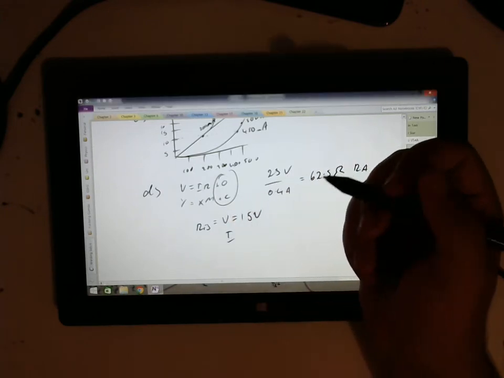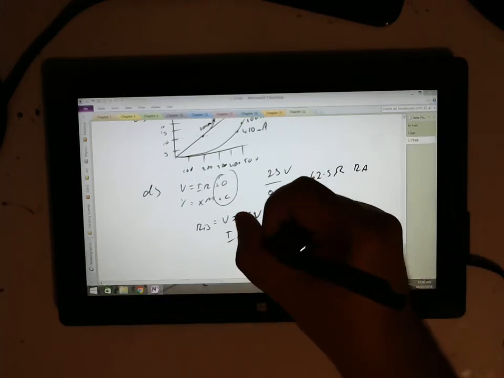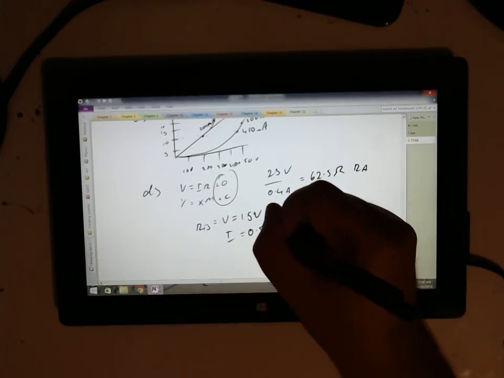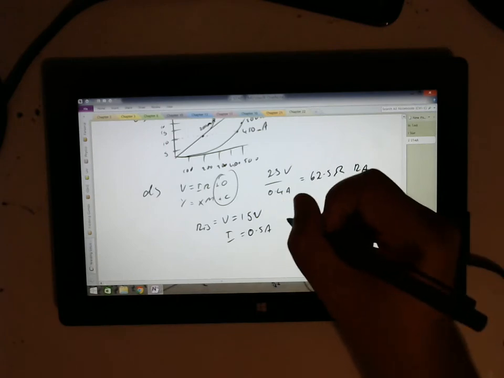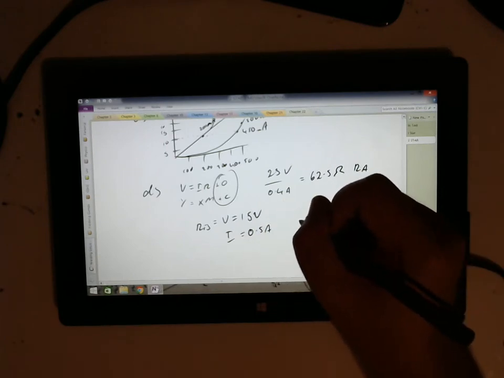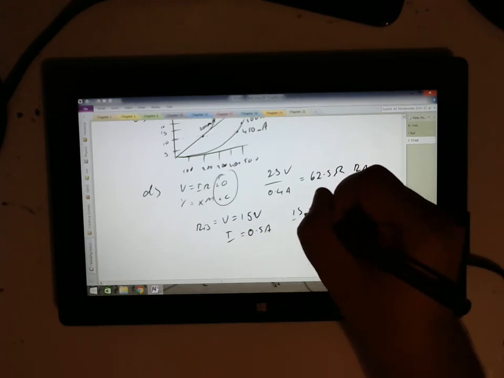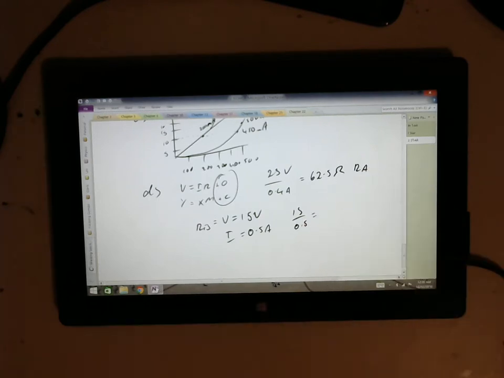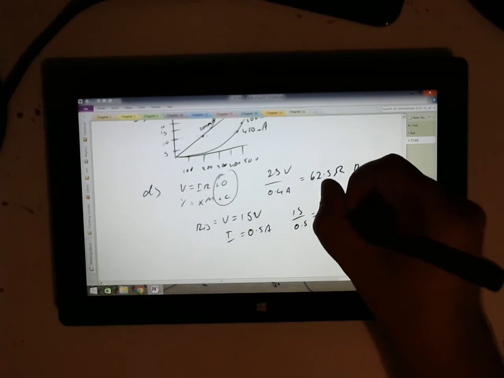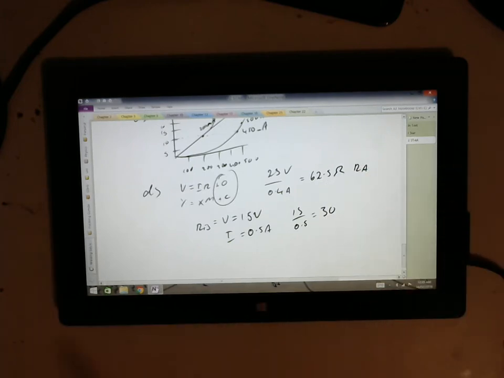And we're going to need to work out the current. We can see that that's going to equal 0.5 amps. Let's do the same thing. Voltage over current equals resistance. So 15 over 0.5 gives us 30. No, sorry, we don't want that. We want the tangent at that point.